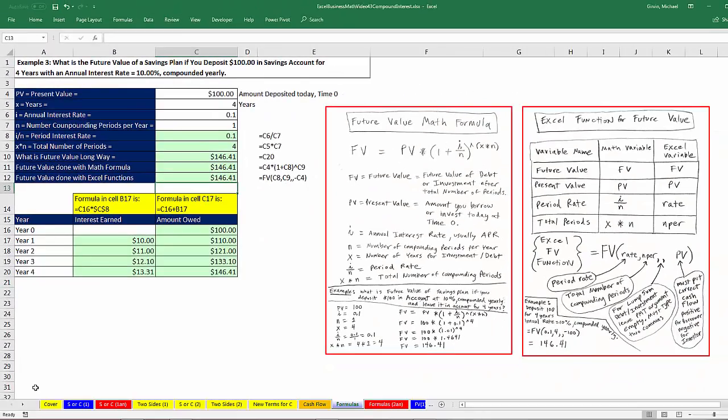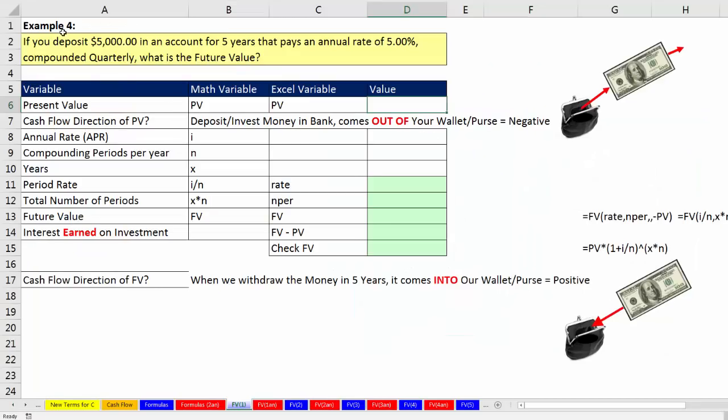Now we want to go ahead and look at some other examples for calculating future value. I'm using my arrow to move the sheets, and now I want to go to FV1. All right, example 4. If you deposit $5,000 in an account for 5 years that pays an annual rate of 5%, compounded quarterly, what is the future value? We have to list our variables. So present value, that's the amount at time 0, 5,000.